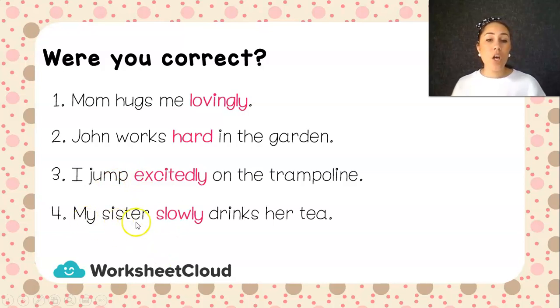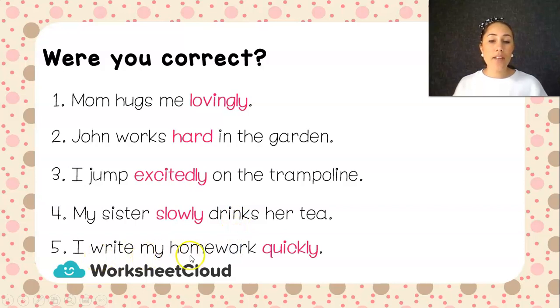My sister slowly drinks her tea. So my verb was drinks and the adverb slowly tells me more about how she drinks. I write my homework quickly. So my verb was write and the word that tells me about how I write is quickly.